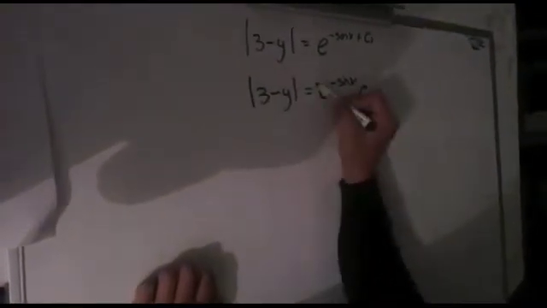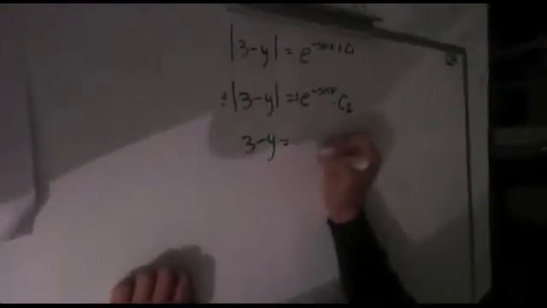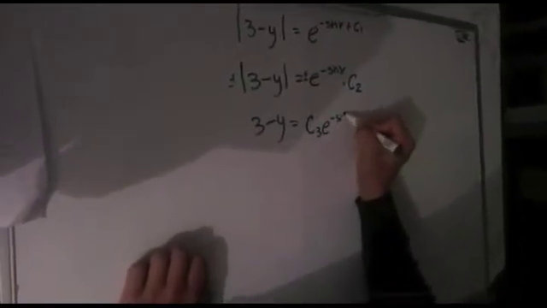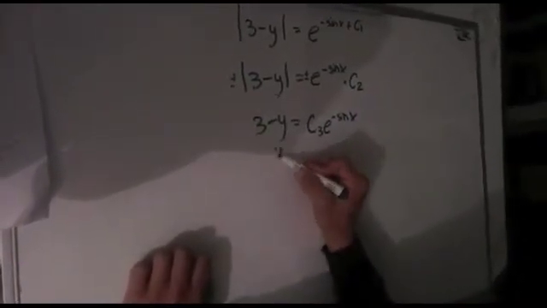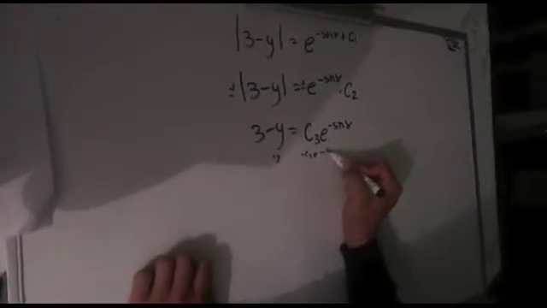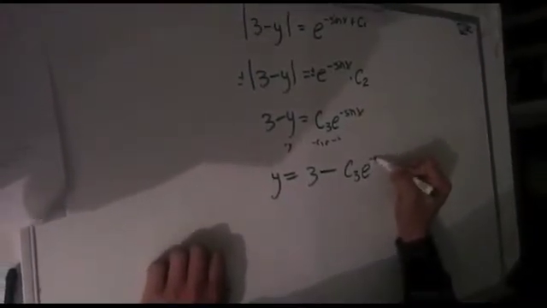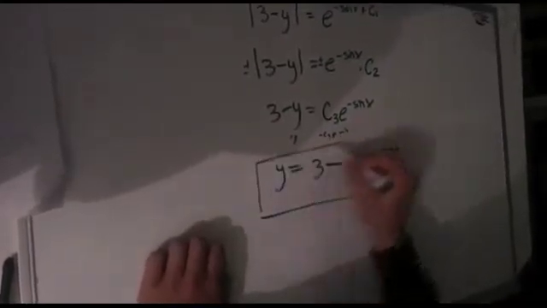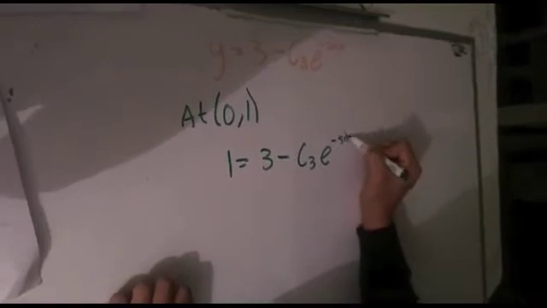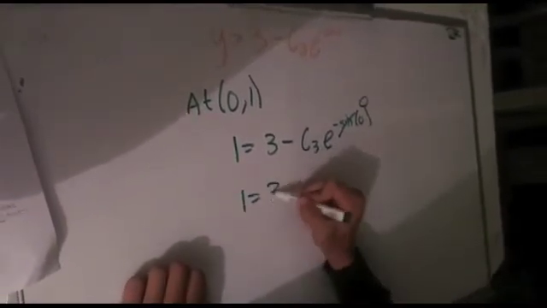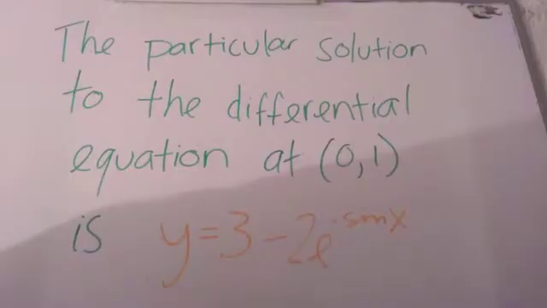To remove the absolute value, we need to consider positive or negative on both sides. So this gives 3 minus y equals c3 e to the negative sine x, which means that y equals 3 minus c3 e to the negative sine x. Now let's plug (0, 1) into our function to find c. Now that we have solved for c, we know that c equals 2.